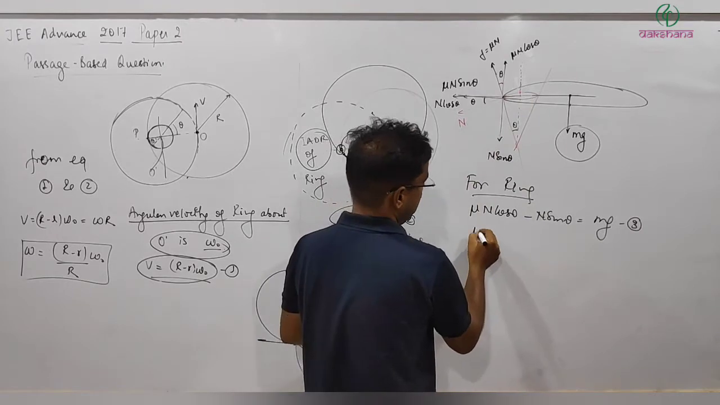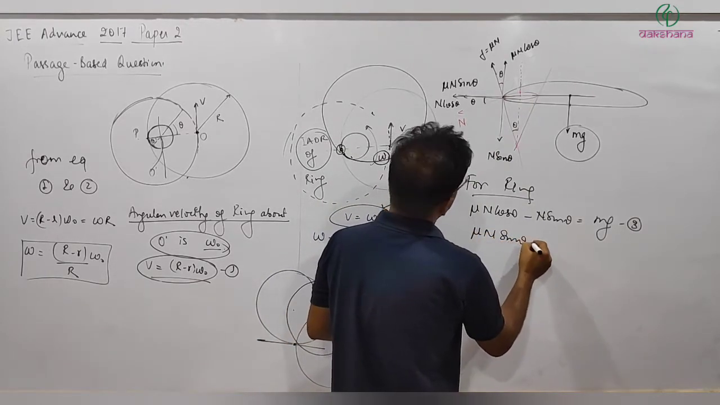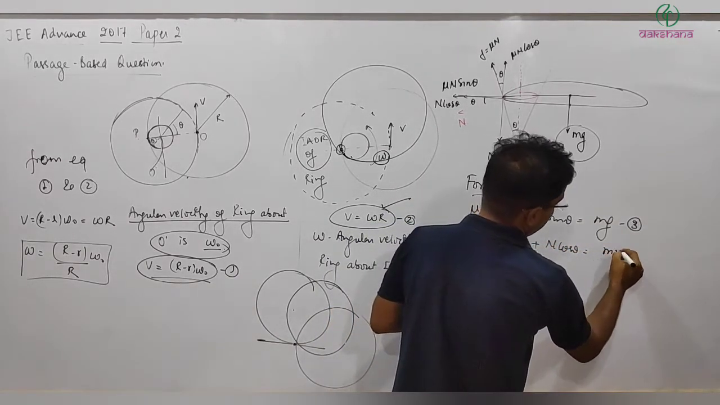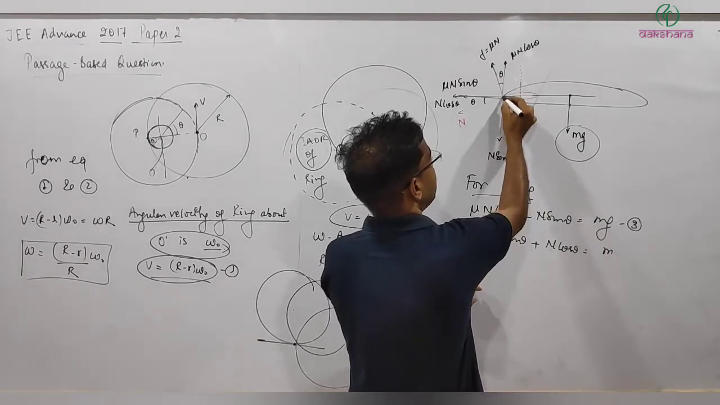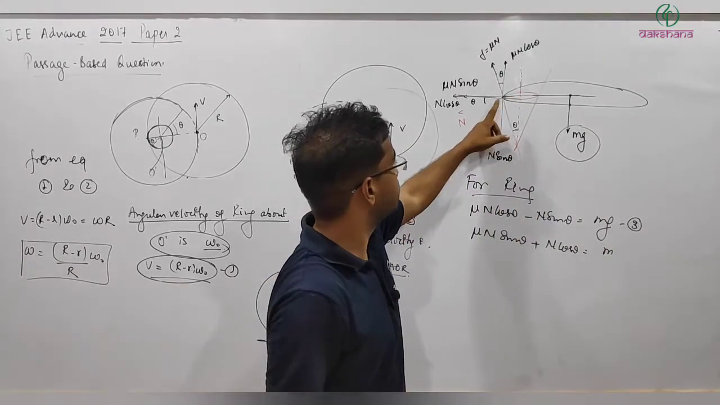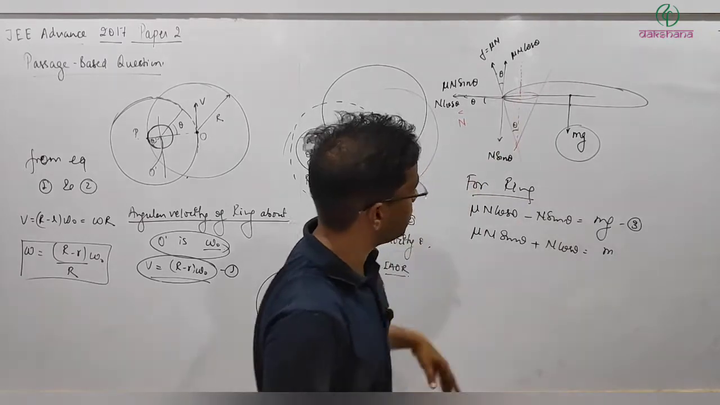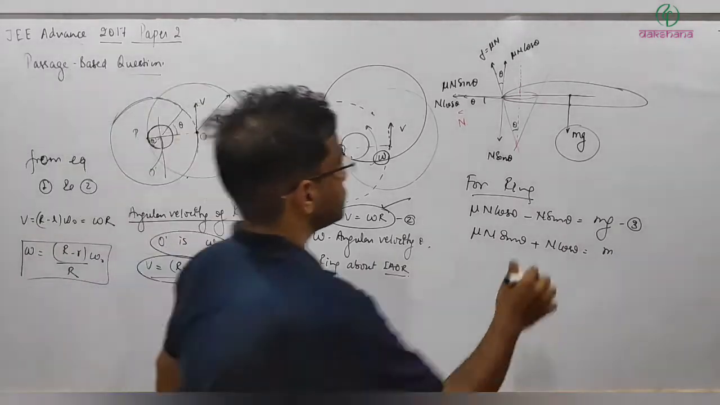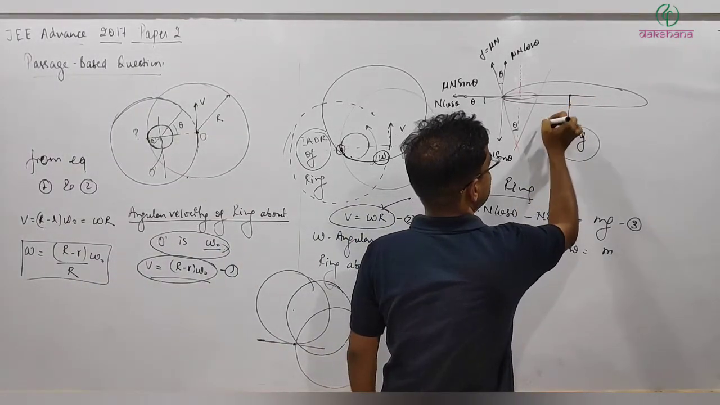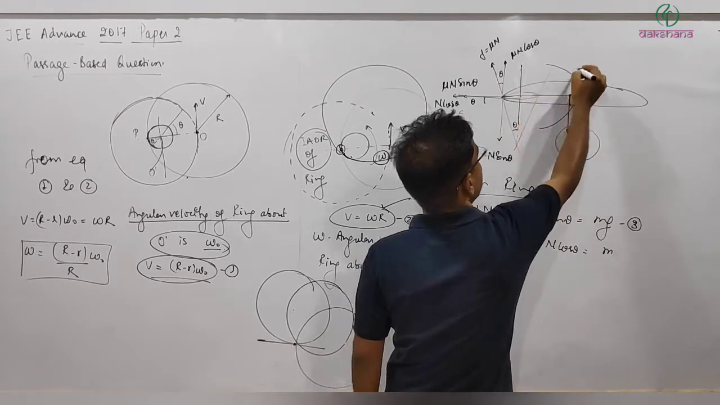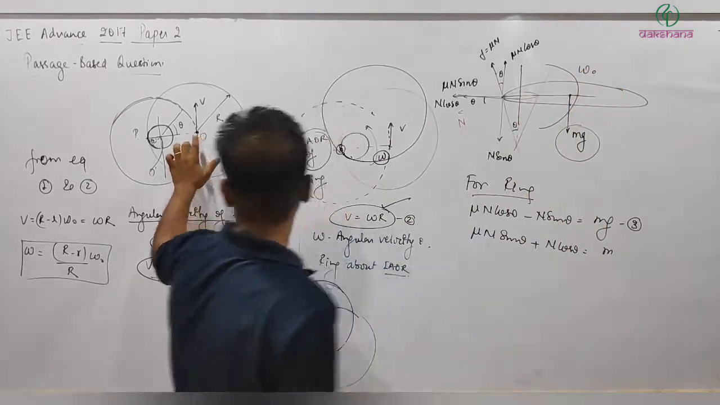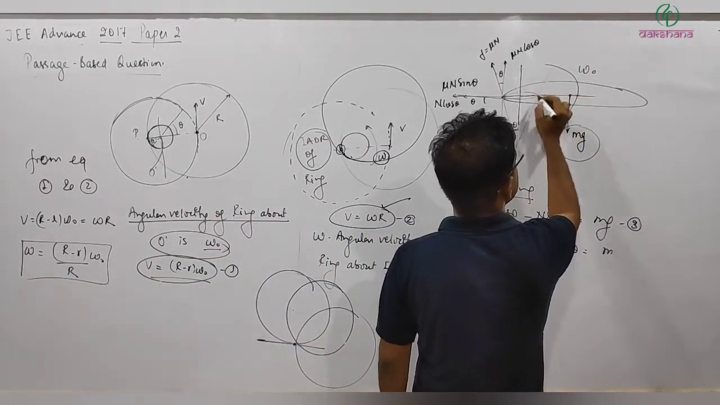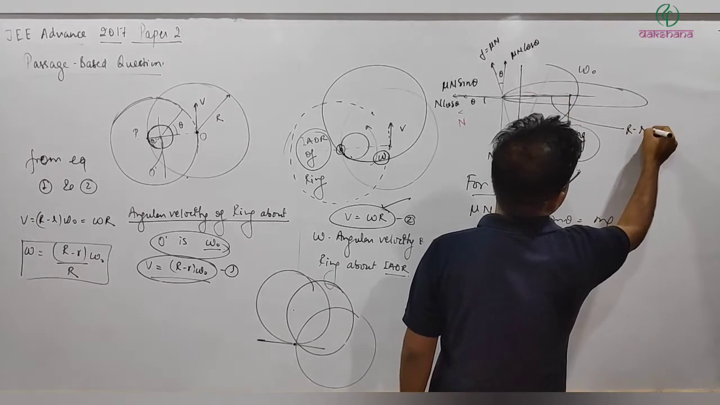And here, net, I can write mu n sin theta plus n cos theta must be providing the required centripetal force, that is m, about this point. So the angular velocity of this center of mass about this axis I already calculated, that is omega naught. Angular velocity of this about this axis is omega naught, and this distance we can easily write, it's basically equal to capital R minus small r.